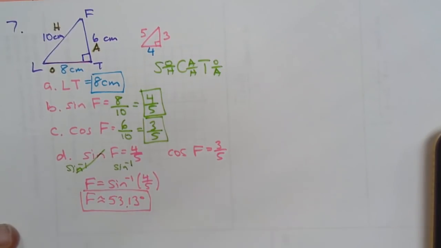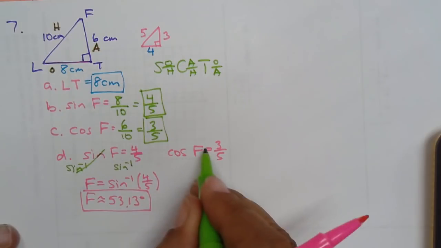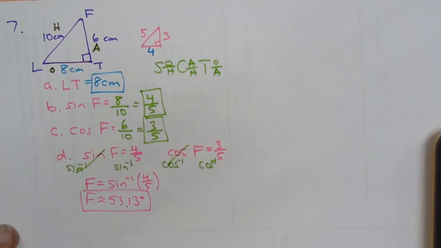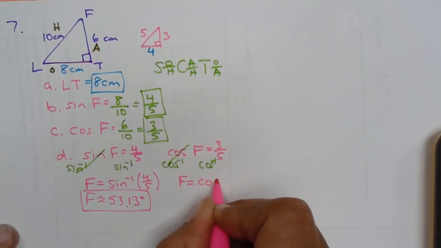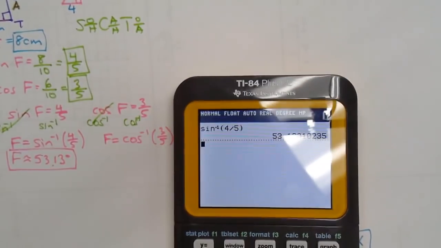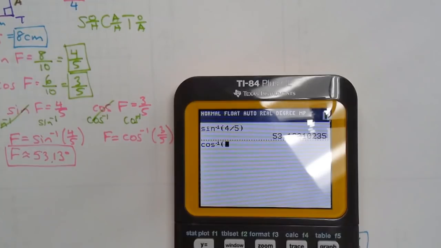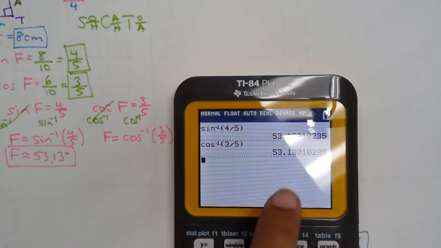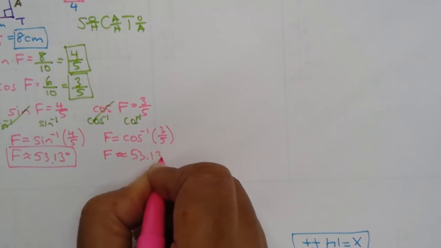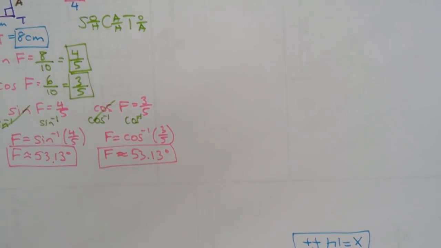All right, what would you get if you did use cosine instead? Let's see. Cosine inverse. F equals cosine inverse of 3/5. Let's see what that gets us. So then we have inverse cosine. Don't forget to hit that second button. 3 divided by 5. And notice you get exactly the same answer. So F is approximately 53.13 degrees. So either one of the two that you want to use. You could have used tangent if you want to.